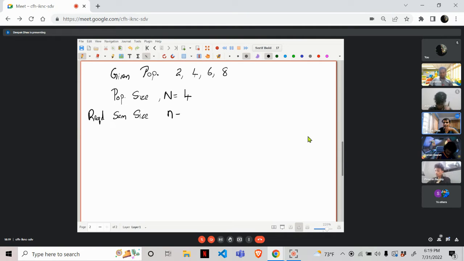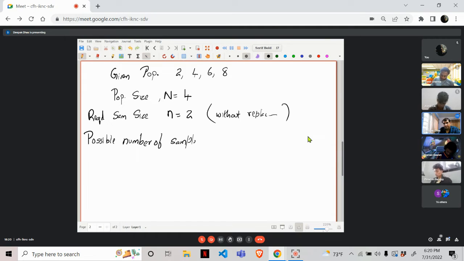Now, next one, required sample size. 2. Is it with replacement or without replacement? Without replacement. Means without repetition. You are not allowed to take the same data again and again. Now I'm going to use something from your class 11, permutation and combination. So I'm going to write like this. Possible number of samples is equal to capital N C small n, which is 4C2.